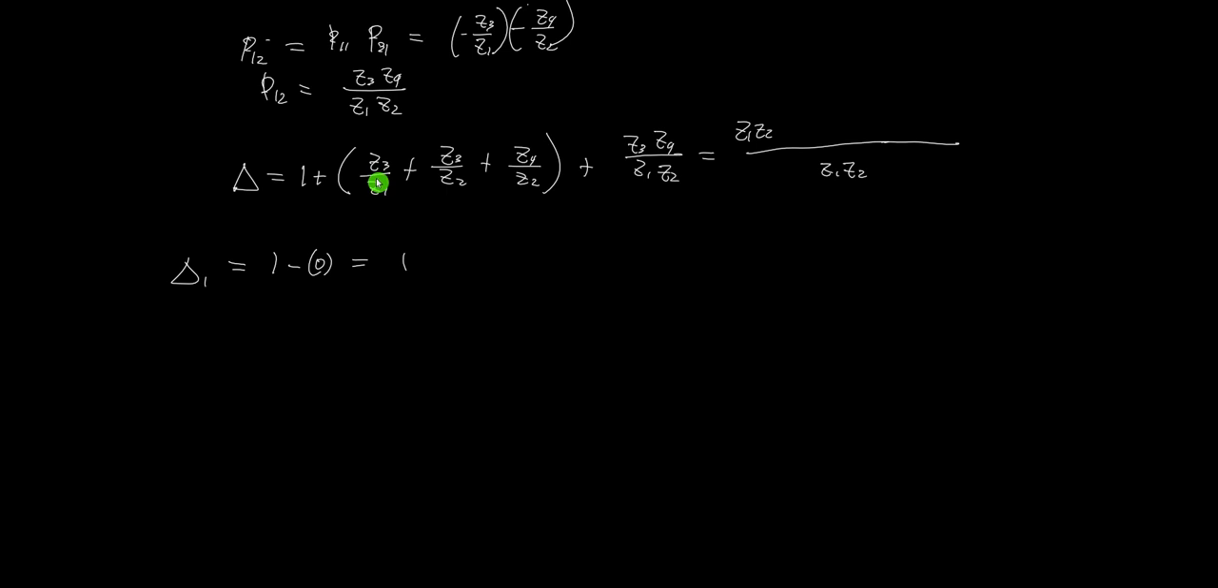by Z1 is Z2 times Z3, so we have Z2 times Z3, then plus Z1 divided by Z2 here, so Z1 times Z3, then lastly, Z1, Z2 divided by Z2 is Z1 times Z4, and the last term here will be 1 times Z3 plus Z4.